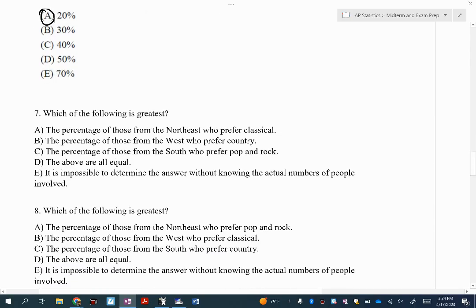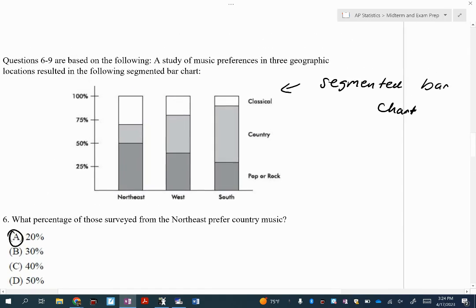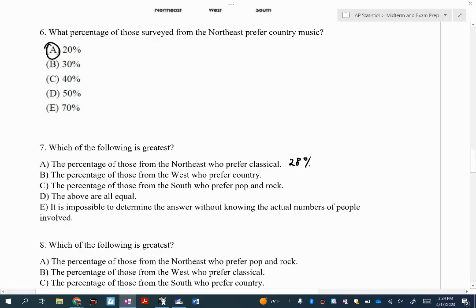Which of the following is greatest? The percentage of those from the Northeast who prefer classical. Let's give an idea here. So classical, what did we say this percentage is for classical Northeast? I would definitely say it's past 25. So I'd say 28%, 27%.